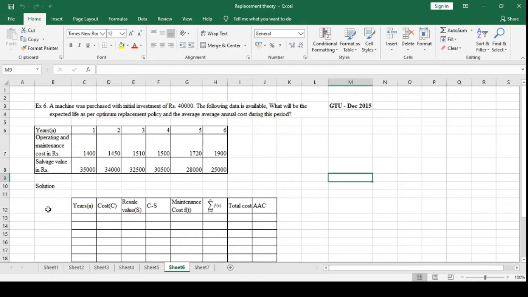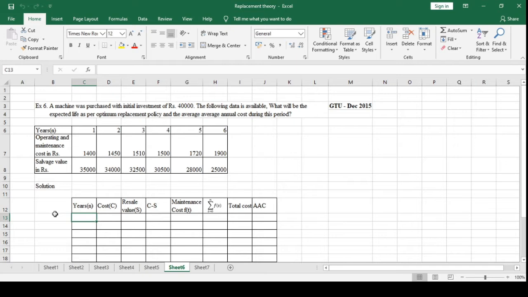As we have done in the previous examples, we will make a table, and that table will have 8 columns. The first will be for years, then cost, then resale value, then C minus S, that is cost minus resale value, then maintenance cost, which is F of T, then cumulative maintenance cost, then total cost, and the last one is the average annual cost. Now we will start filling.